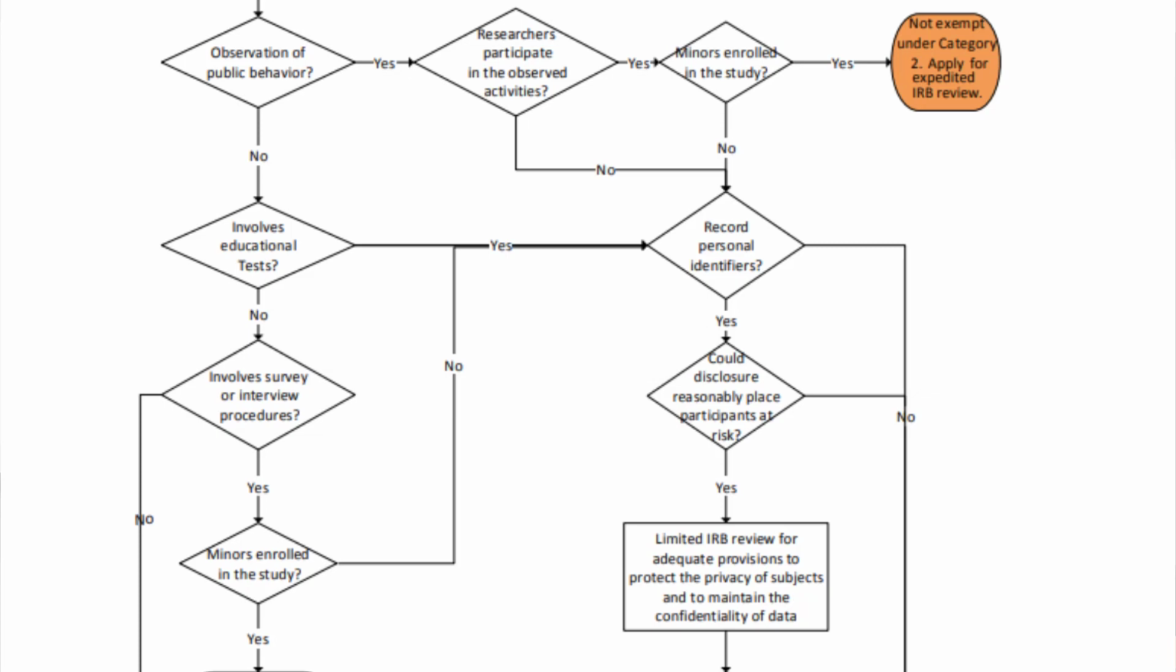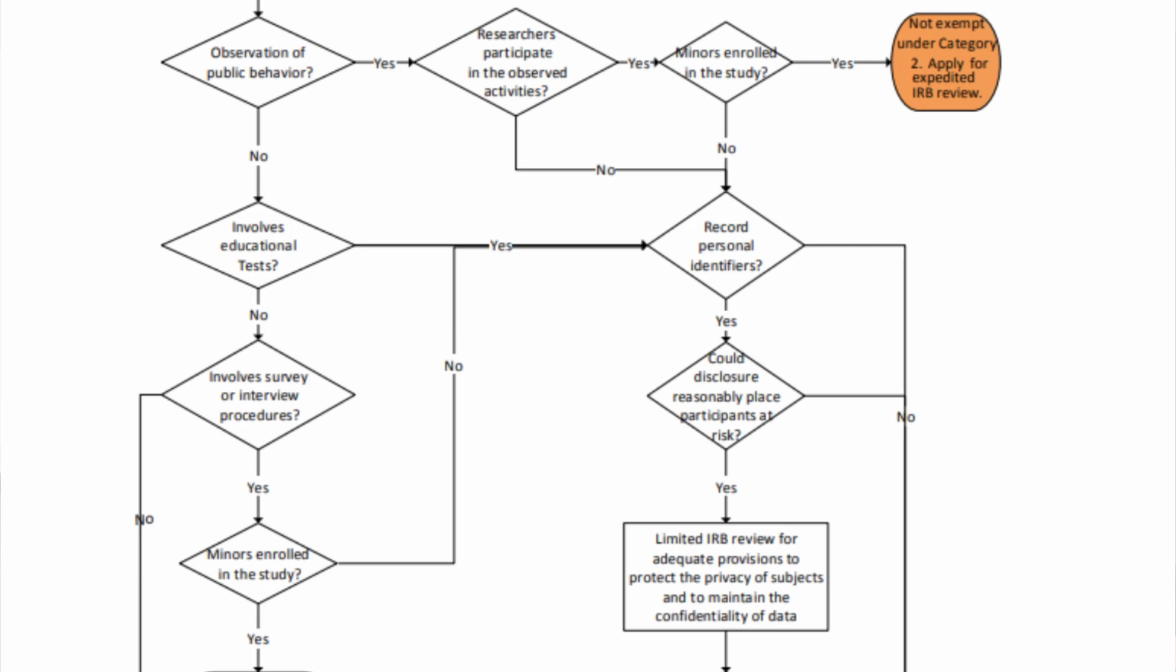Could the disclosure reasonably place participants at risk? Anybody want to answer that? Yeah, I think so. We don't know whether LGBTQ students on campus who have not really been public about their identity are going to come, and they might not want everybody to know that they're coming to participate in an LGBTQ study specifically. So yes, it could. So this says our next stop is limited IRB review for adequate provisions to protect the privacy of subjects and to maintain the confidentiality of data. So then the question is, are the provisions adequate? And if yes, it will be exempt under category 2.